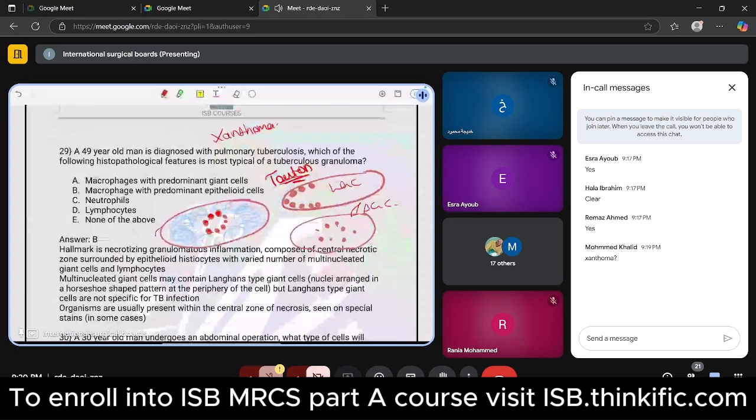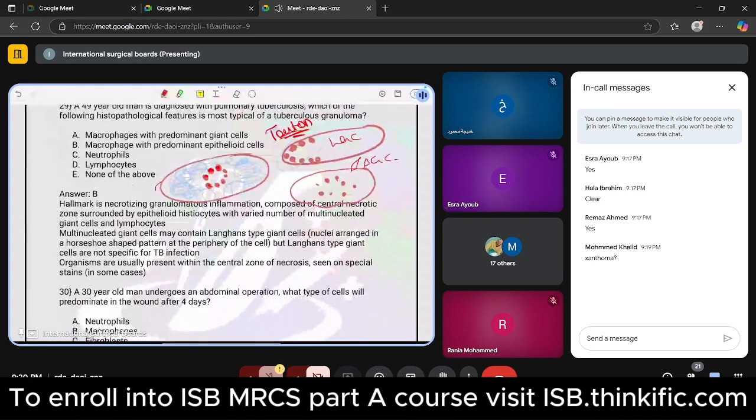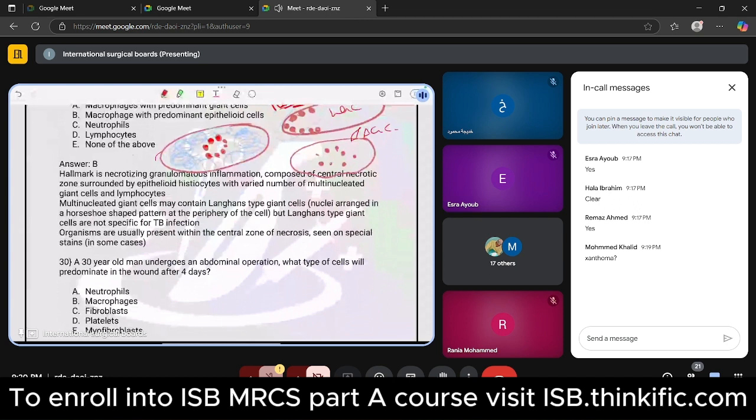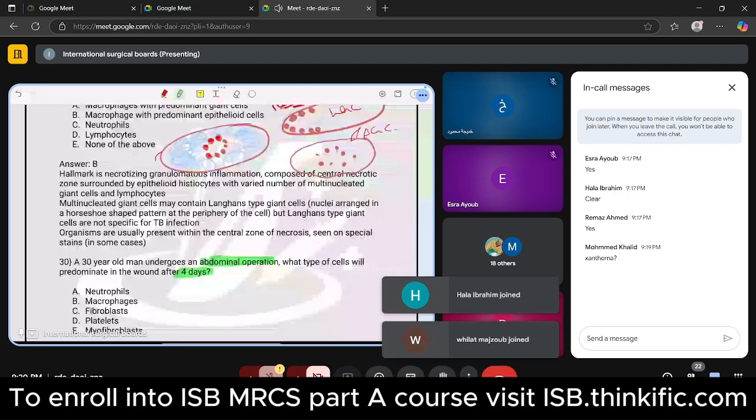Perfect. Great. We're doing great. Okay, let's see one more question, and then we'll wrap this up. So this question is saying a 30-year-old man undergoes an abdominal operation. What type of cell will predominate in the wound after 4 days? After 4 days, what do you see in the wound? Type of cell that predominates.